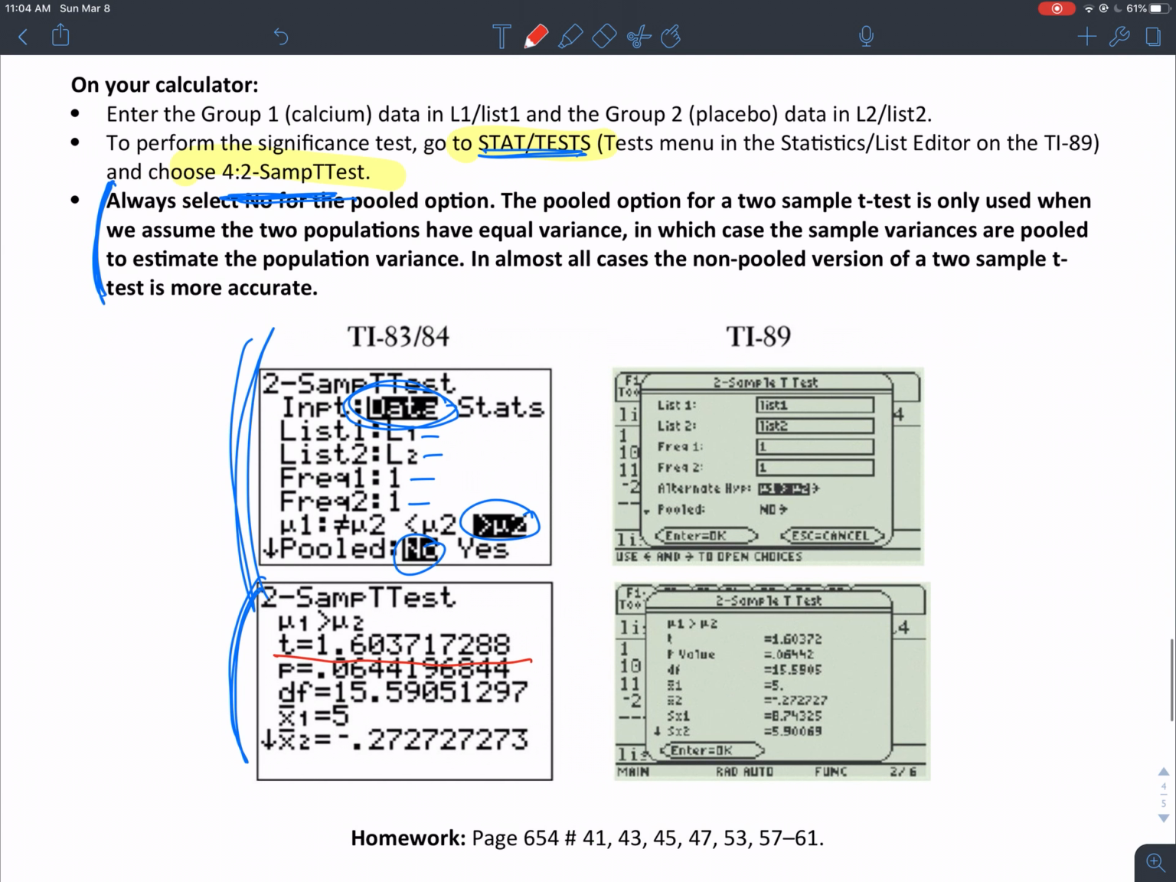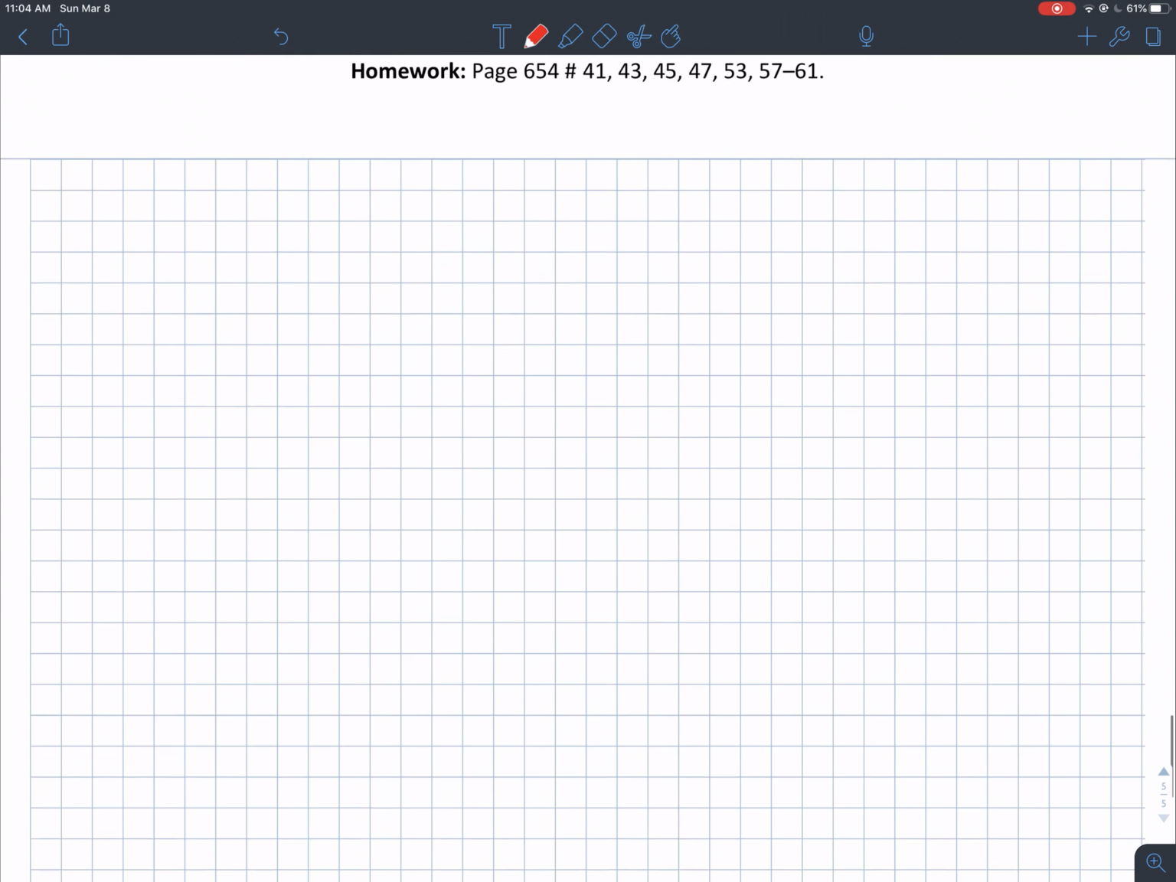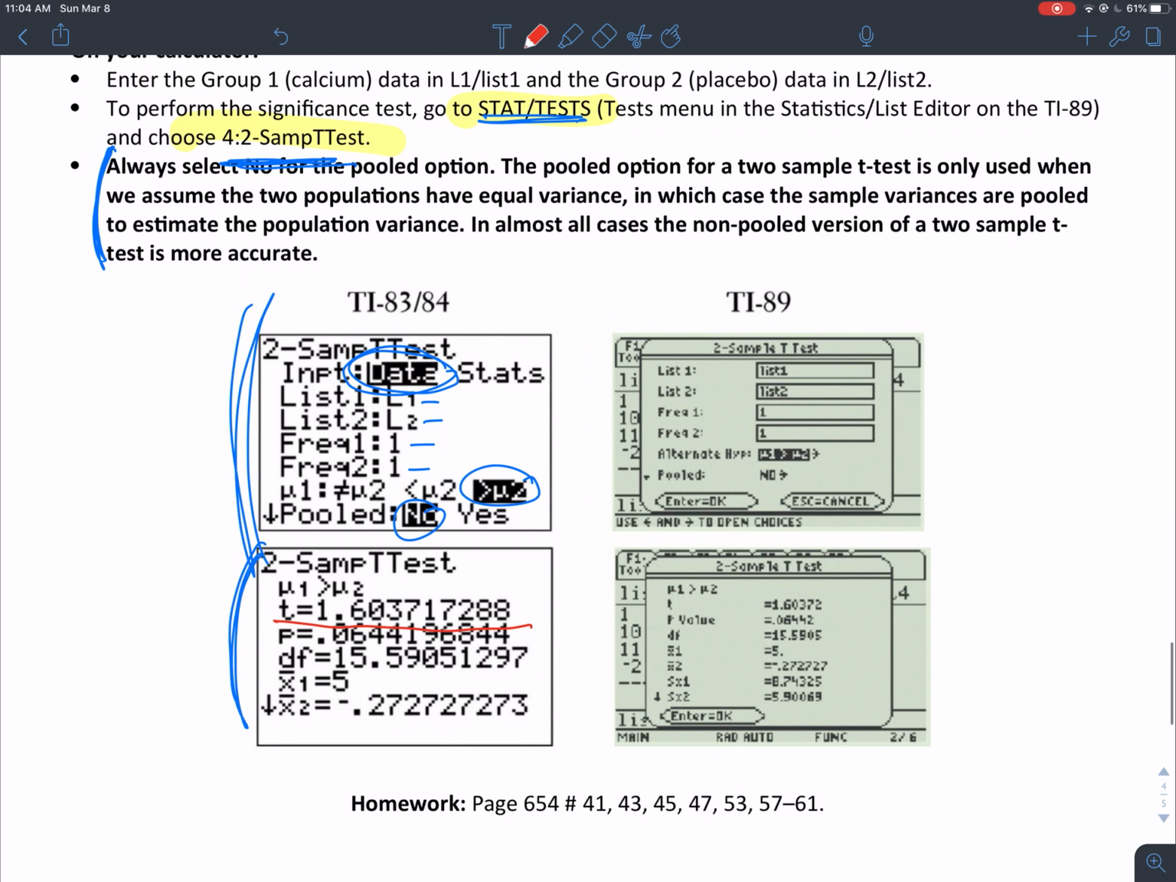Okay, and the calculator stuff, I don't think that's too difficult. You can figure that out, and there's the homework.